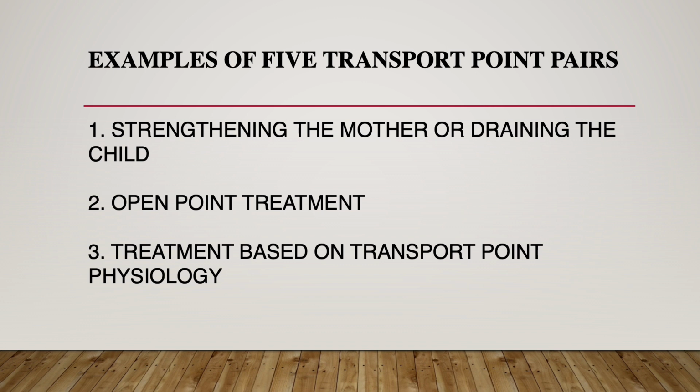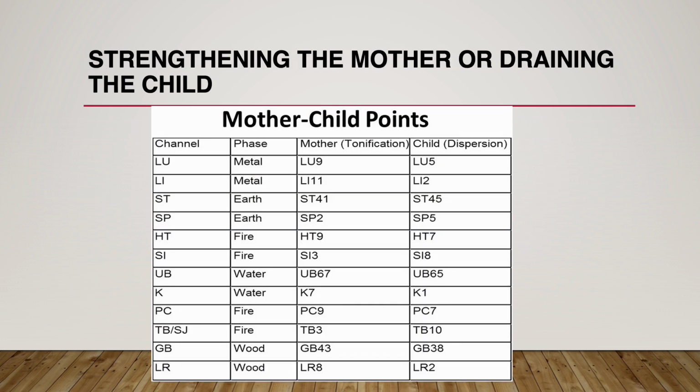In general, there are 3 ways that the 5 transport points are paired: strengthening the mother or draining the child, open point treatment, and treatment based on transport point physiology. This is a traditional application of the 5 transport points: strengthening the mother or draining the child.